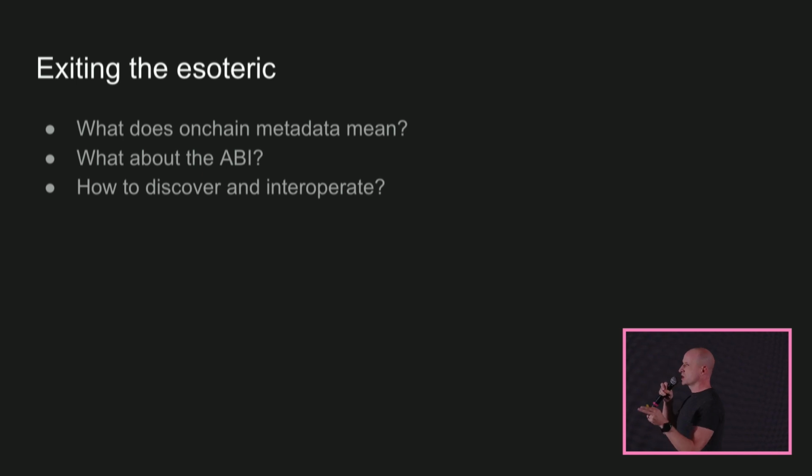So how do we go from just talking about it or having some esoteric sort of code that we wrote that doesn't matter to anybody else, and make this usable, make this interoperable? First, we have to ask ourselves, what does it mean to have on-chain metadata? What about the ABI for interfacing between contracts that have on-chain metadata? And how do we discover other contracts and interoperate between applications and contracts?